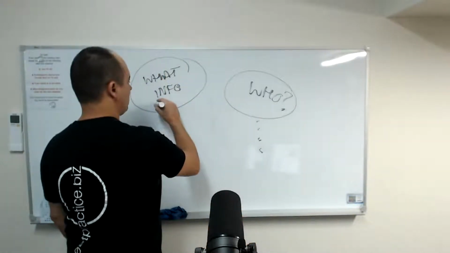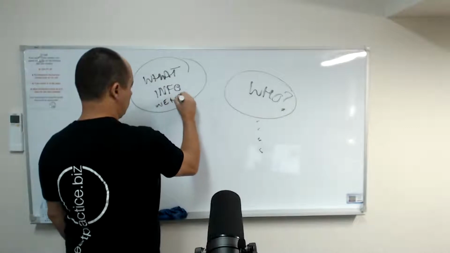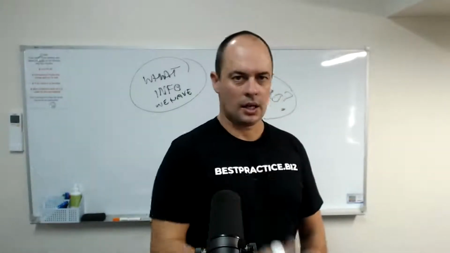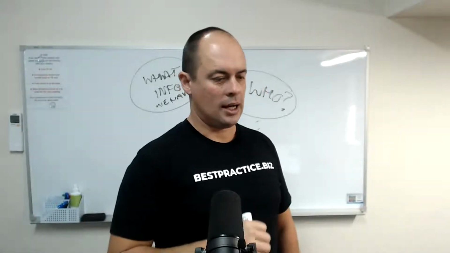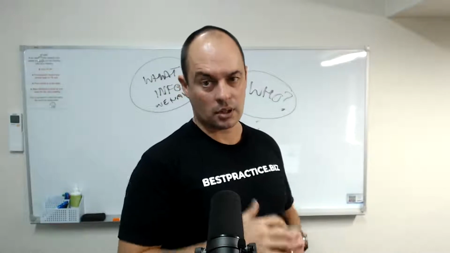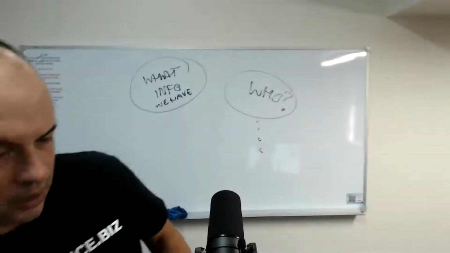So what's the information we have? And then who? So staff, suppliers, customers, the bank, the shareholders, regulators. We can start to think about those sorts of things, the different people in the organisation.